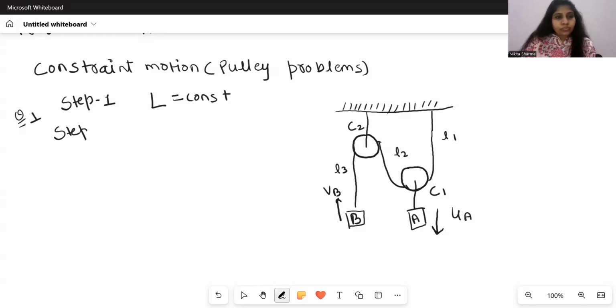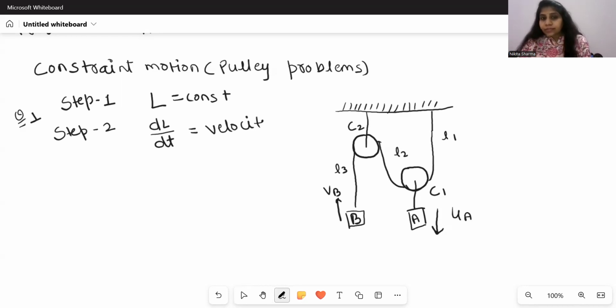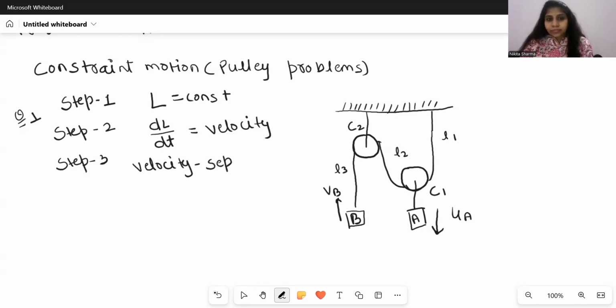Step number two, we will differentiate this length, dl by dt. And what is the differentiation of the length or the distance is simply velocity, right? In step number three, we will use the velocity separation method.